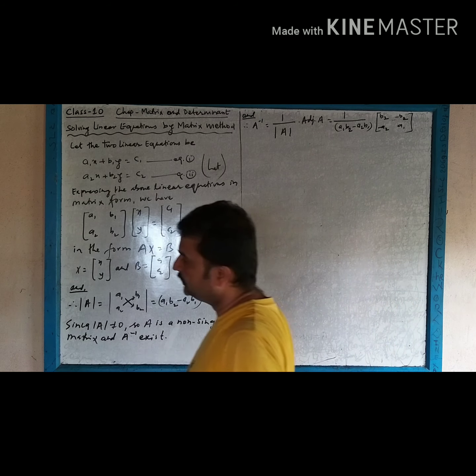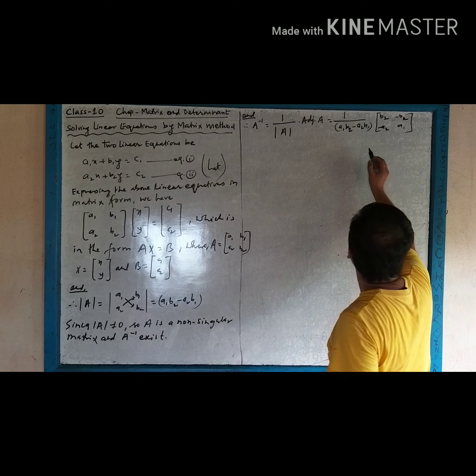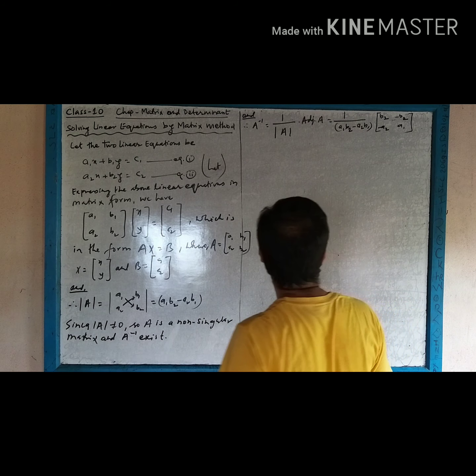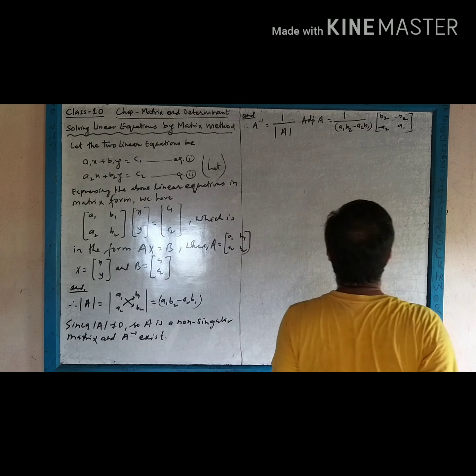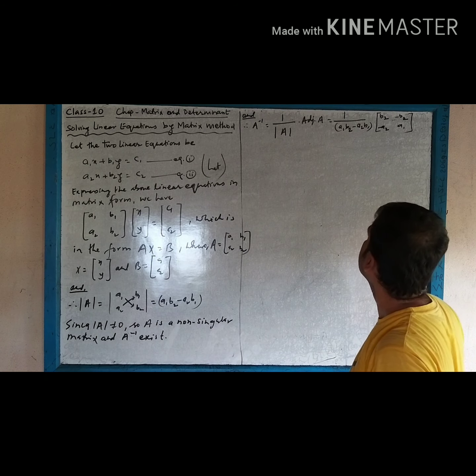Now you multiply inside, and you will get A inverse. This is A inverse, but this is not yet the A inverse matrix. So you need to multiply inside, and you will get A inverse.